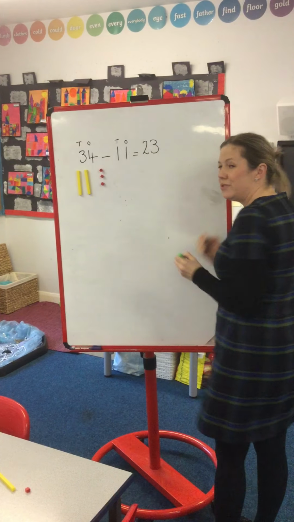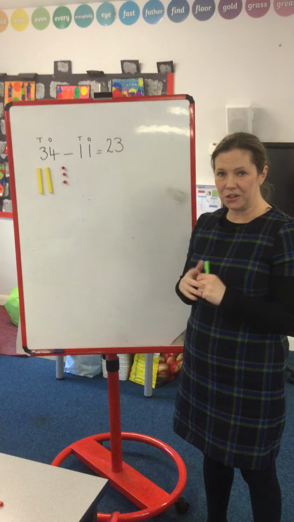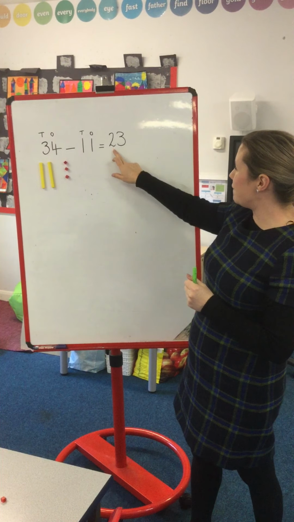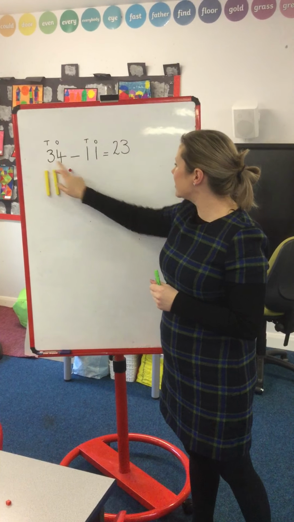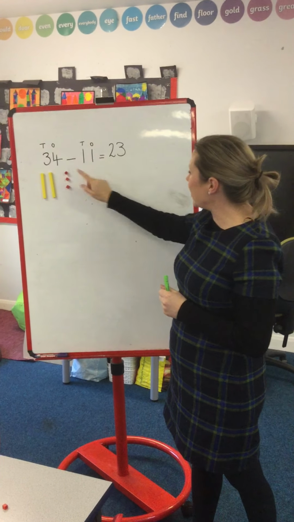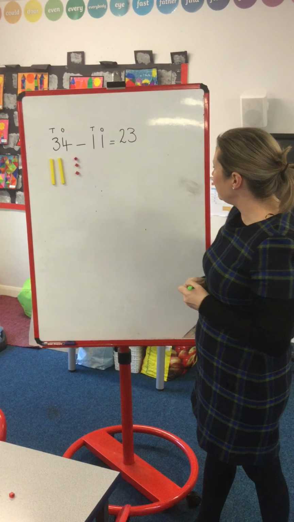So I'm sure you've noticed now that because we have taken away a 10 and taken away a 1, this time it affects the digits in both numbers. We had 3 tens, but now we have 2 tens, and we had 4 ones, but now we have 3 ones because we've taken that 11 away.